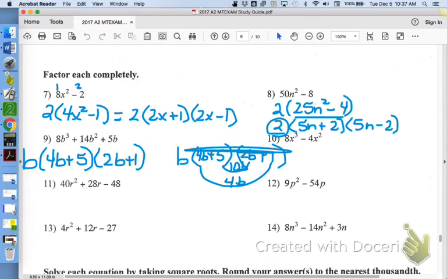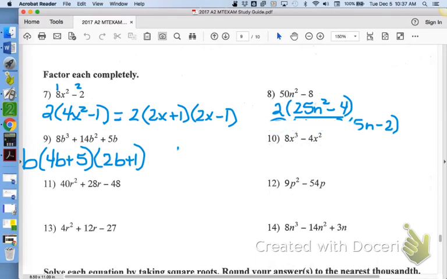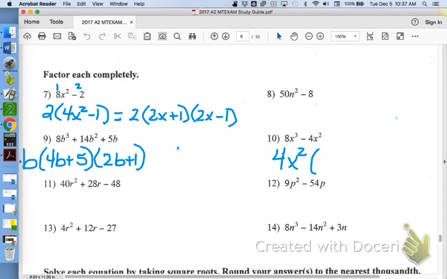We're moving on to the next one. It also has a GCF of 4x squared. So when I divide a 4x squared out of an 8, I'm left with 2x minus 1. There's nothing more I can do. This is not the difference between two perfect squares right here. You're done.